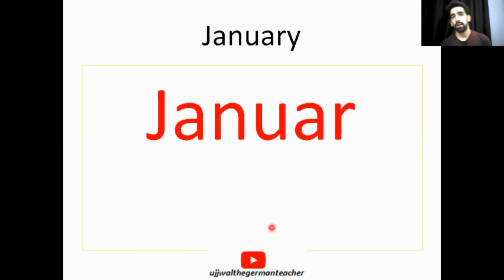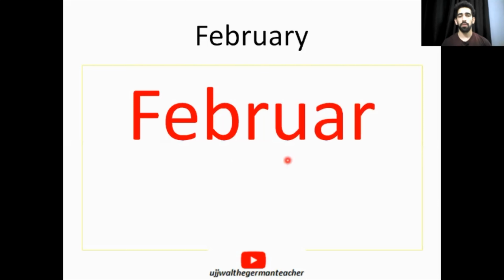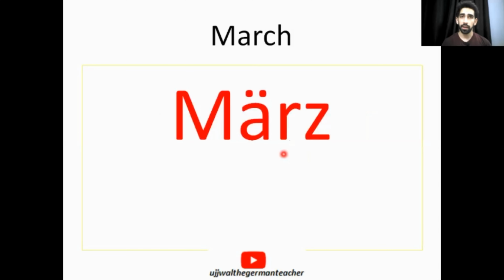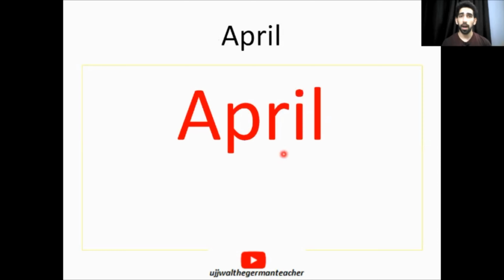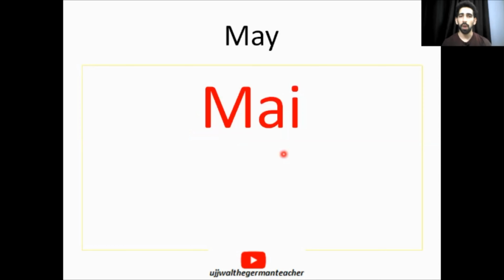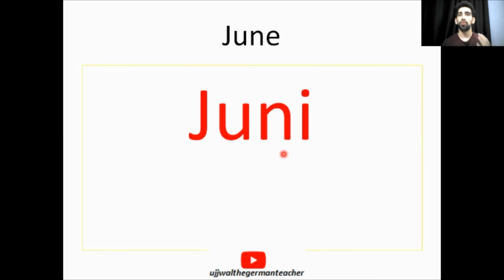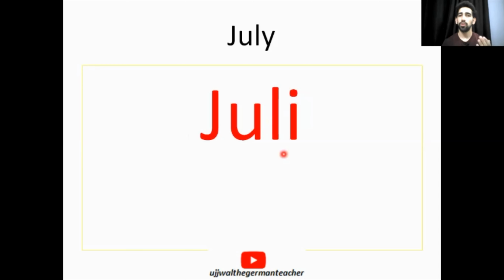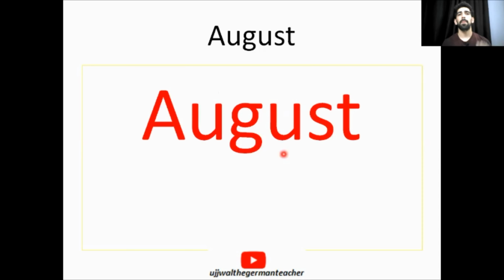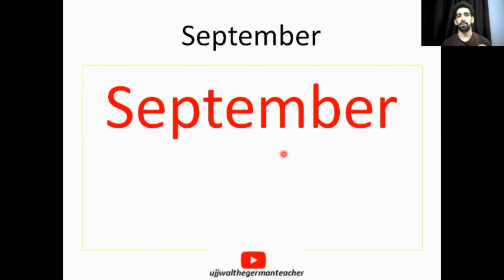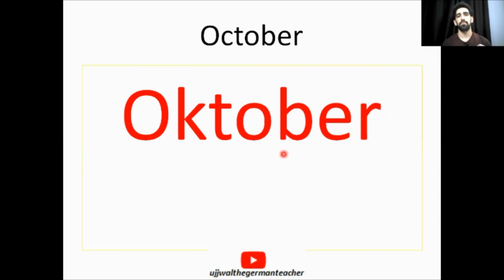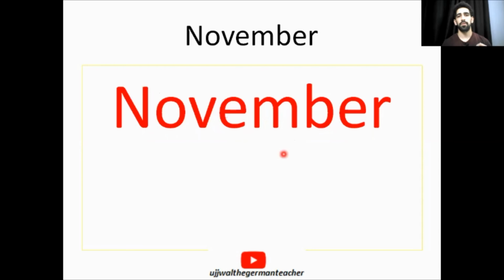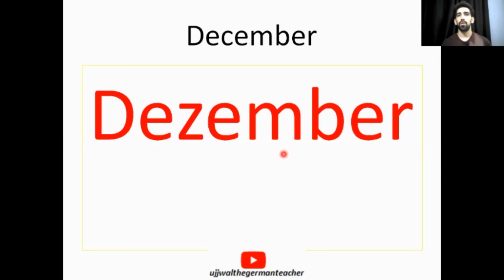Okay, let's start with the months. First one is Januar, Februar, März, April, Mai, Juni, Juli, August, September, October, November, and December. Okay, so 12 months.